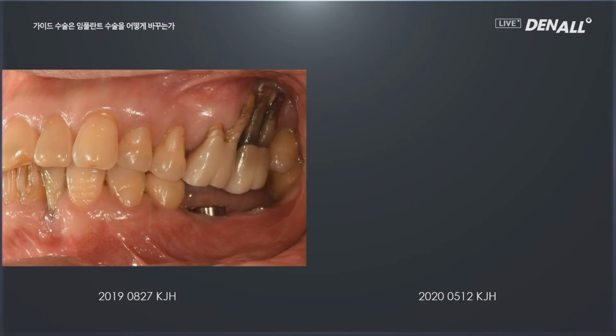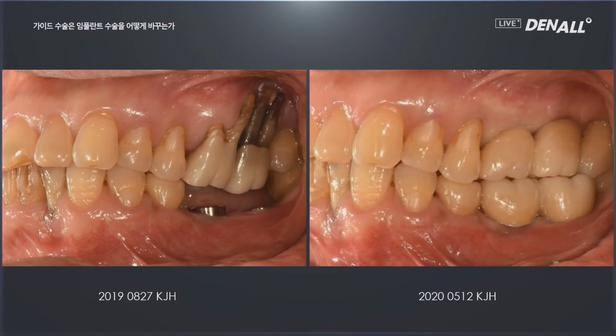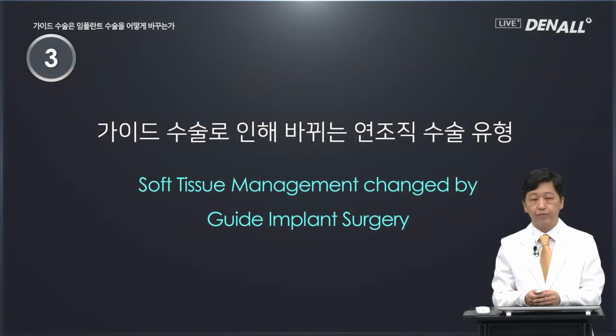This is before extraction, and this is after completing the implant crown. You can see that the situation has improved dramatically. Third, I'm going to talk about how soft tissue management changes with guided surgery.